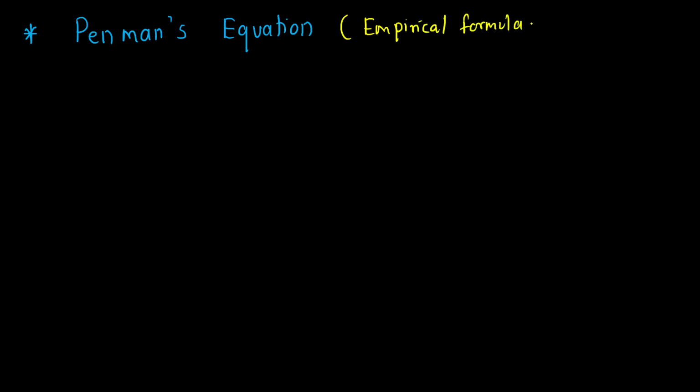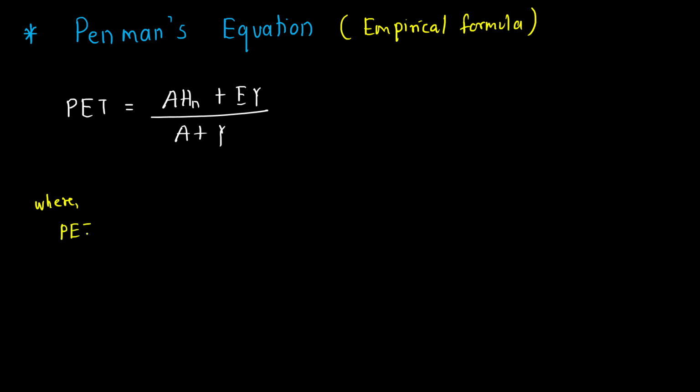Whenever you learn empirical formulas, learn them along with the units, because the units are important and are generally asked in the exam. So potential evapotranspiration, PET, is equal to A into Hn plus E into gamma divided by A plus gamma. So this is the formula. Now here the units of each and every term are important. PET is measured in mm per day. Then what is A here?